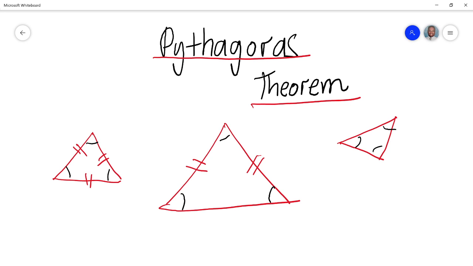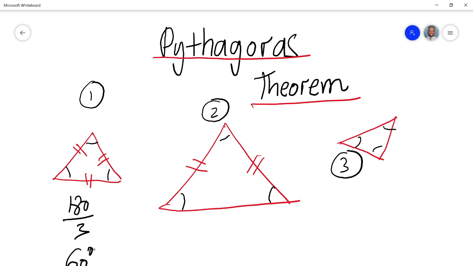All right? So if you look at triangle 1, triangle 2, and triangle 3, you'll notice that with triangle 1, you've got all three sides equal, therefore all the angles are equal. And if you work it out, the total angle in a triangle is 180 degrees, and then you divide it by 3, and that works out to be 60 degrees, all right? So in an equilateral triangle, in addition to the sides being equal, the angles are equal, and therefore each angle is 60 degrees, all right?